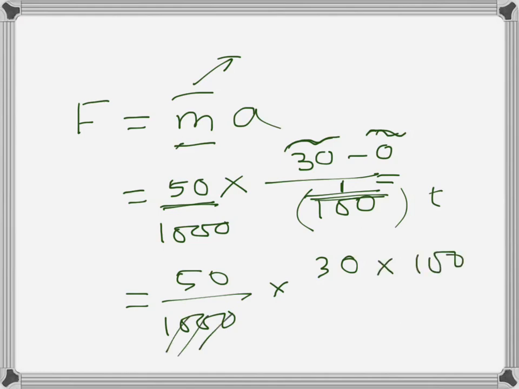So we can cancel these 3 zeros there and we get 150, and the unit will be Newton. So that's the force of resistance applied by the apple. So we have to always be very careful about the units in these kind of problems.